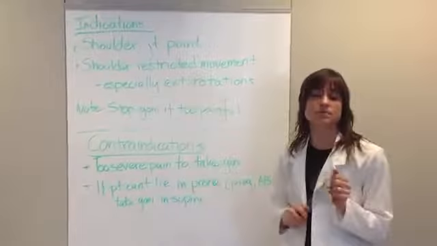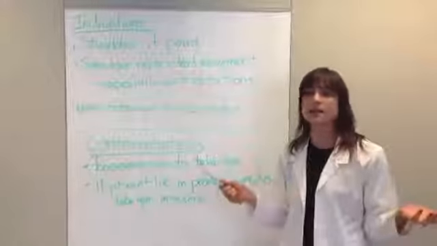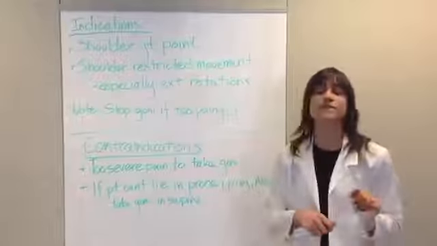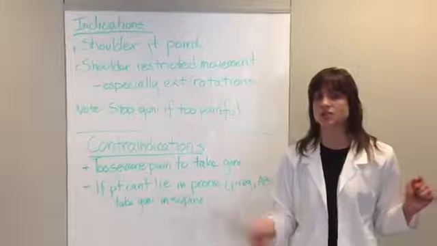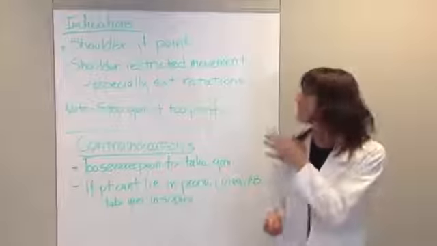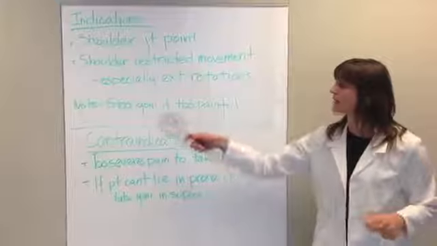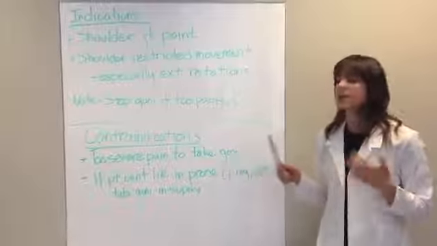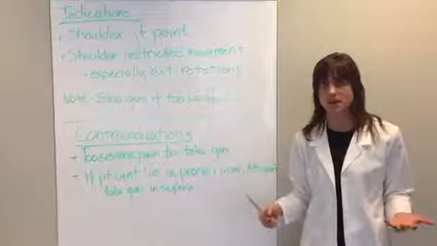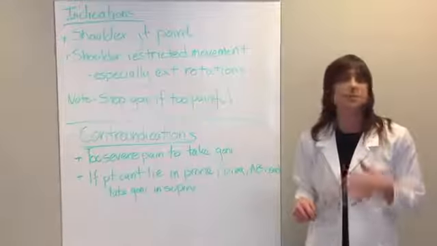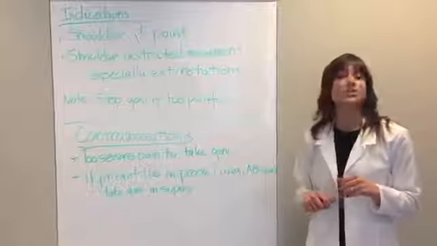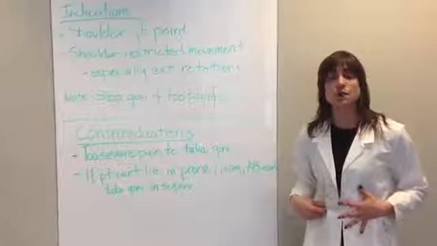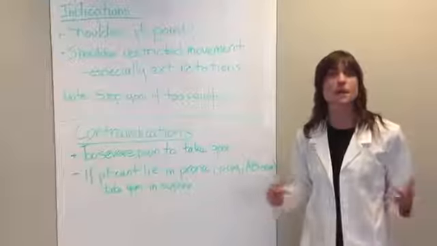Indications for goniometric measurement for external rotation. So why exactly are we going to do this test? Well, if your patient comes in with shoulder joint pain, or if they have restricted movement, especially in the external rotation direction, you're going to want to take that measurement. You also want to note that you want to stop the measurement if it's too painful for the patient. Contraindications. So again, if it's too painful for the patient, you want to stop that measurement and probably eyeball it. Also, if the patient can't lie in the prone position, if they are pregnant or have any abdominal issues, you want to perhaps take the measurement with the patient lying in supine.